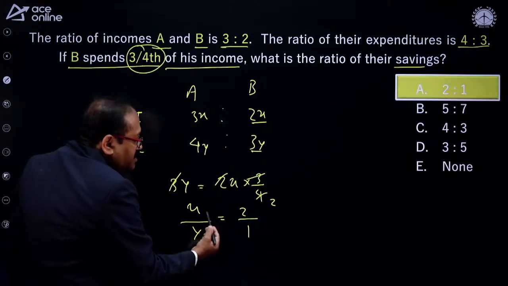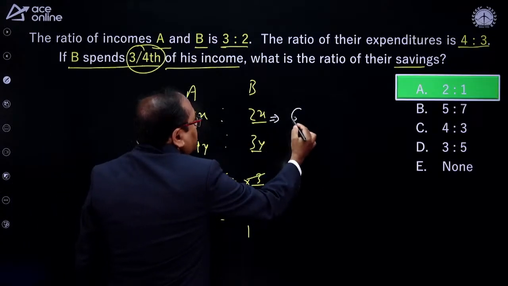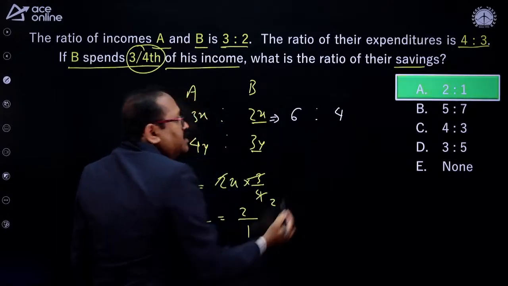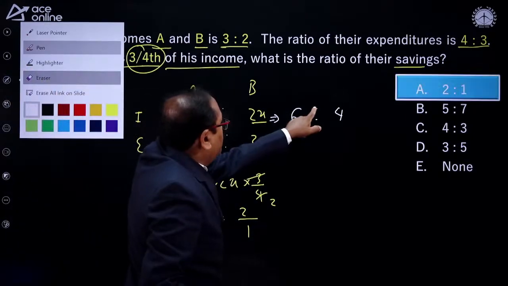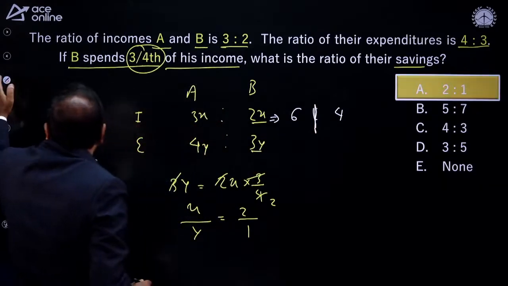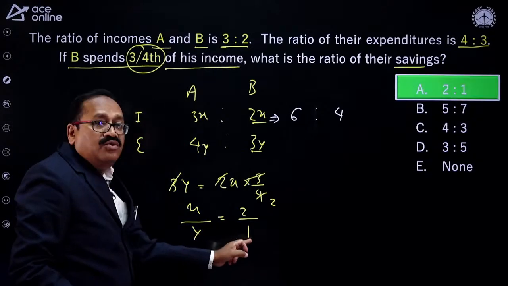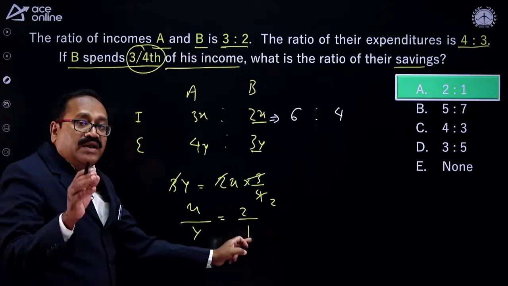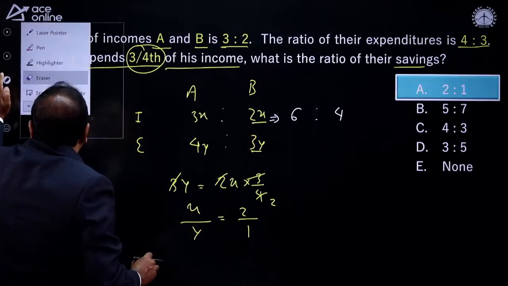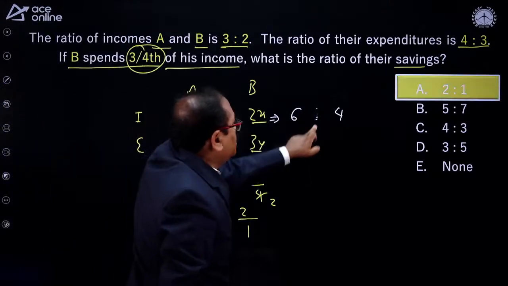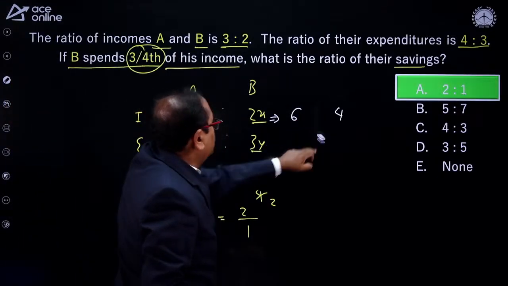So I will substitute X as 2, and I am getting 6:4. These are the values, not the ratio. This is a value, because I took the X value as 2 and the Y value as 1, and I am replacing these values over here. So these are the values now, it is not the ratio.